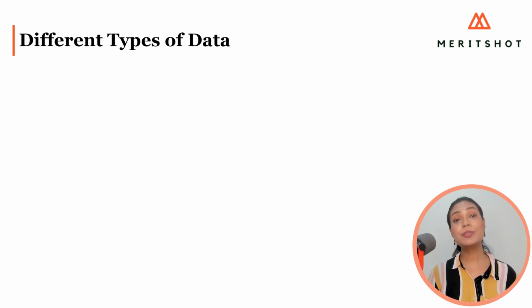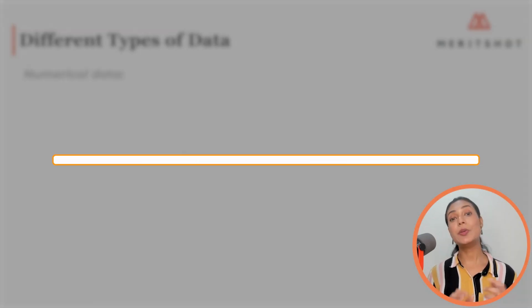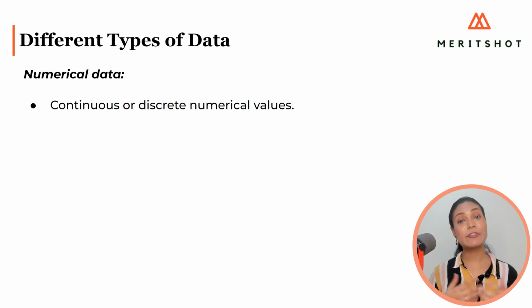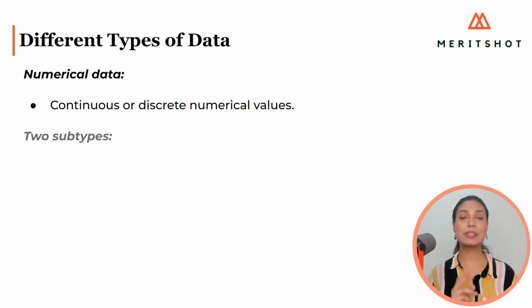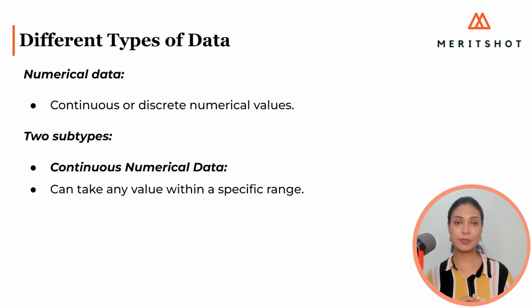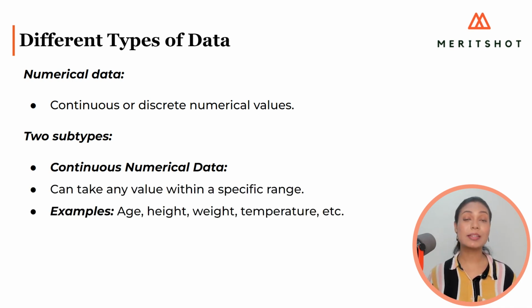Now, there are two main types of data, numerical and categorical. Numerical data consists of continuous or discrete numerical values. It can further be divided into two subtypes. Number 1, continuous numerical data. Continuous numerical data can take any value within a specific range. Examples include age, height, weight, temperature, etc.